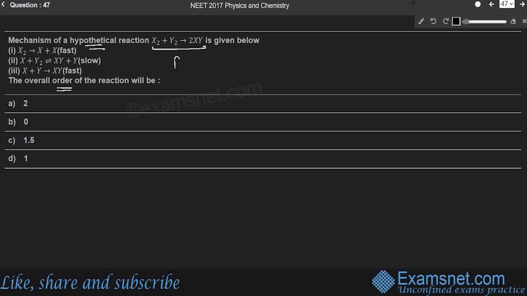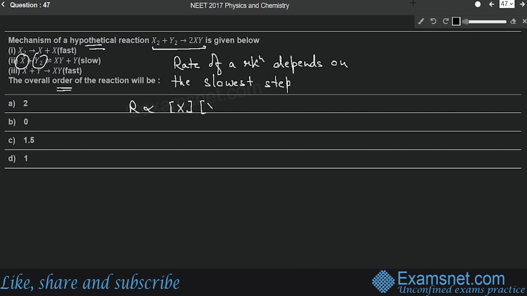And we know that the rate of a reaction depends on the slowest step, right? So here the slow step is step 2. What are the reactants here? X and Y2. That means the rate of the reaction will depend on the concentration of these two reactants, right? So rate will be proportional to the concentration of X and the concentration of Y2. If we put the constant, we can write R equals K times concentration of X into concentration of Y2.